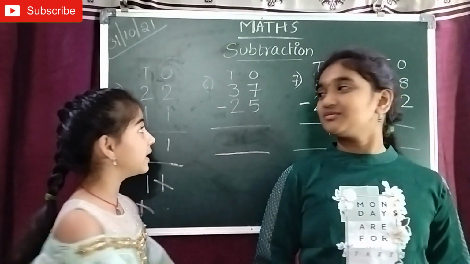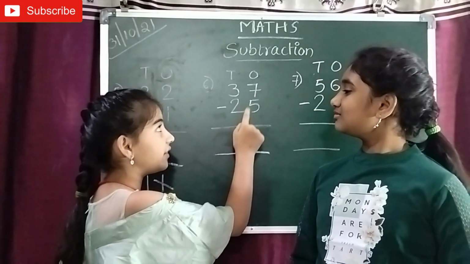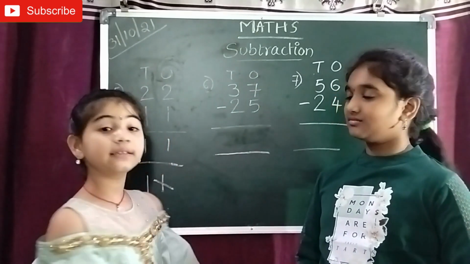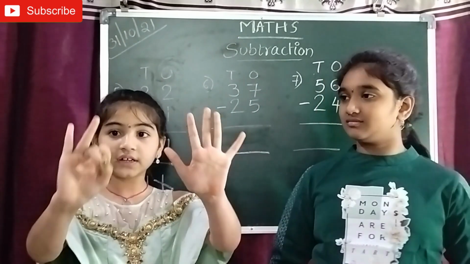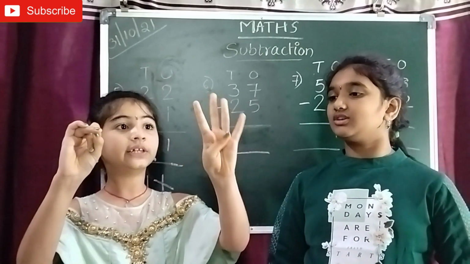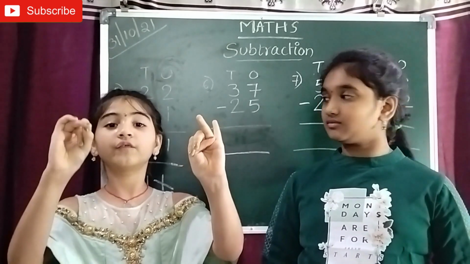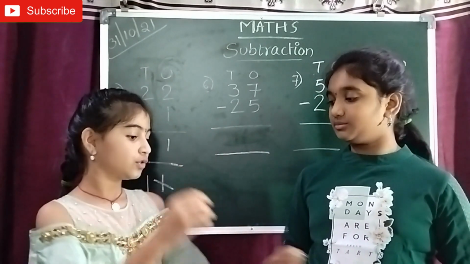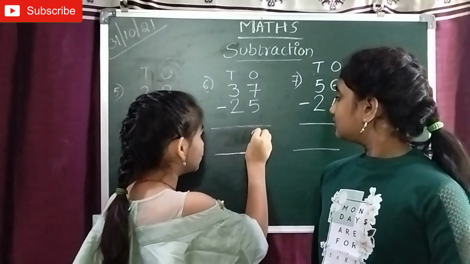The sixth example is 37 minus 25. In the 1's place there is 7 minus 5. 7 fingers up. 5 means we should remove 5. 1, 2, 3, 4, 5. So how many fingers are left? 1, 2. So the answer is 2.